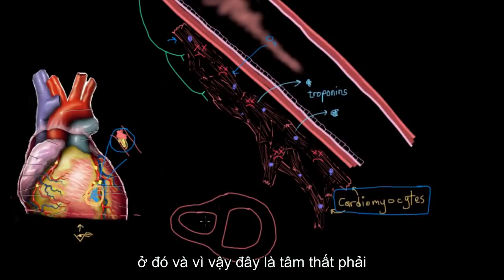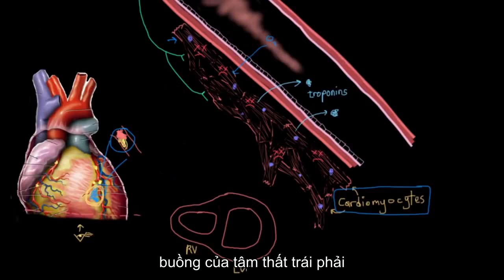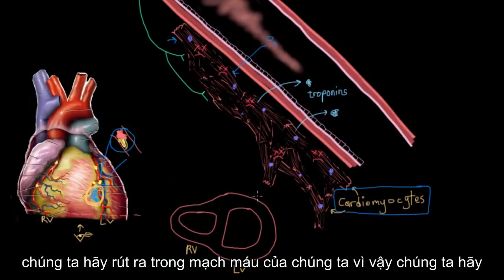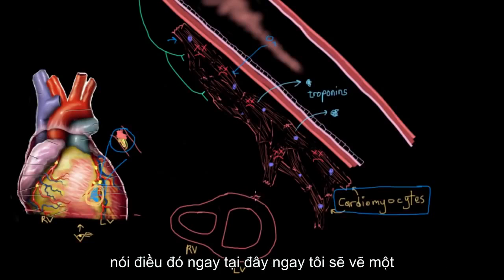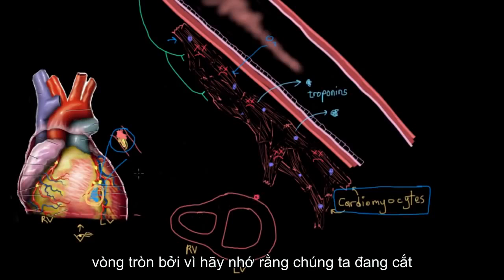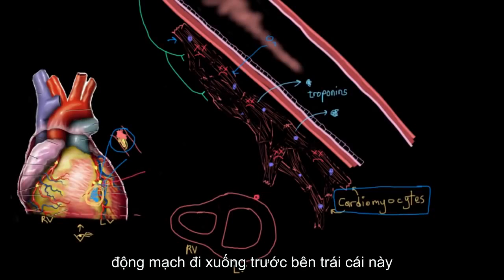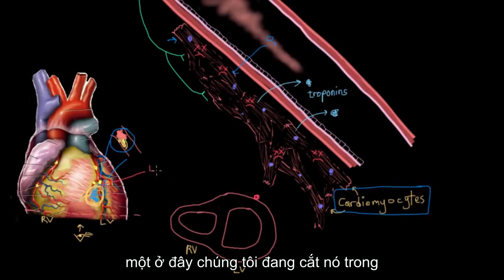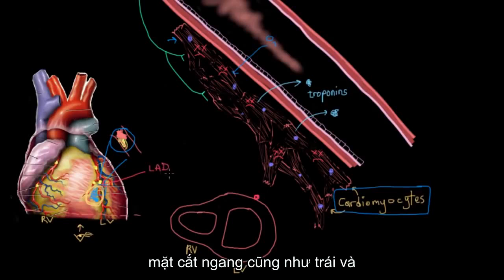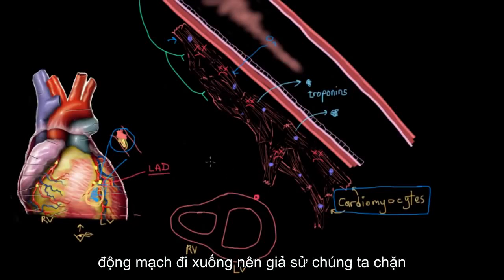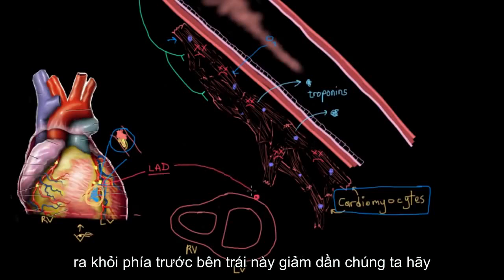And so this is the right ventricle on this side. That's the chamber of the right ventricle. And this on this side is the chamber of the left ventricle, right? Because the left ventricle is here and the right ventricle is over there. Now let's draw in our blood vessel. So let's say that right here, right? I'll draw a circle because remember we're cutting the left anterior descending artery, this one here. We're cutting that in cross section as well. Left anterior descending artery. So let's say we block off this left anterior descending.